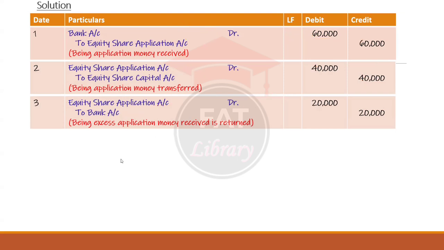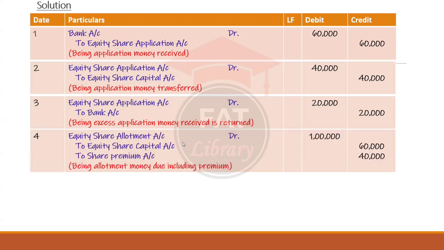So now let us move to the allotment stage. Second, the allotment stage, if you remember, they have given the share premium, right? Premium they have given. In the last problem also we have already discussed it. So we have to take the entry as equity share allotment account debtor to equity share capital account. As capital, how much are we transferring? 60,000 rupees. That is 3 rupee per share we are transferring. And the 2 rupee which they have given as share premium, that we are taking as share premium account.